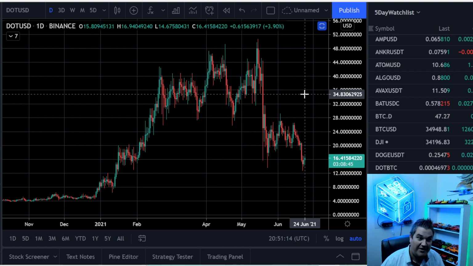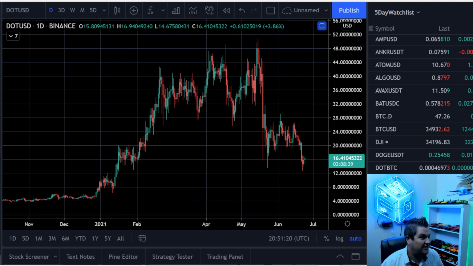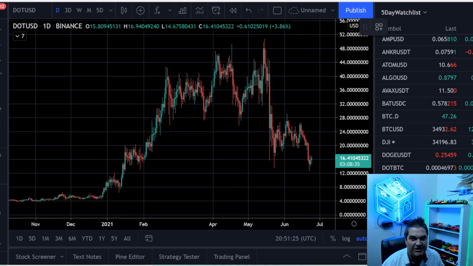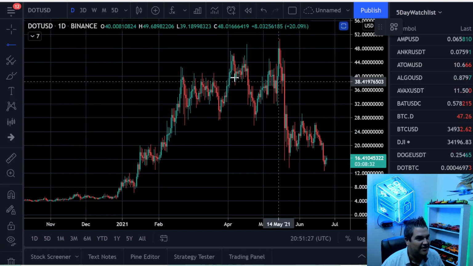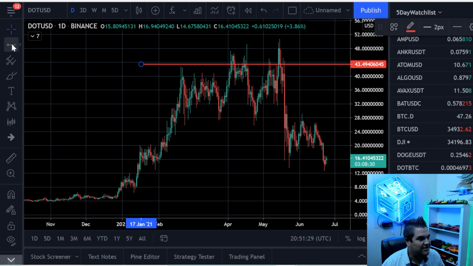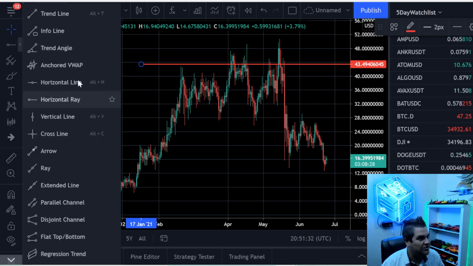If you want it to go up, you know what resistance is. If you want it to go down, you know where support is. So let's go ahead and look at that. Now, if you're in TradingView, you can pull this up. Let me adjust this chart so you can see it. You can see this tool over here. It's called a horizontal line or ray. Let's go with the ray one.